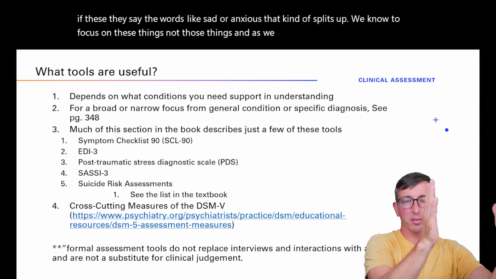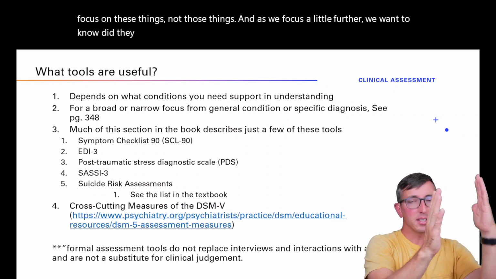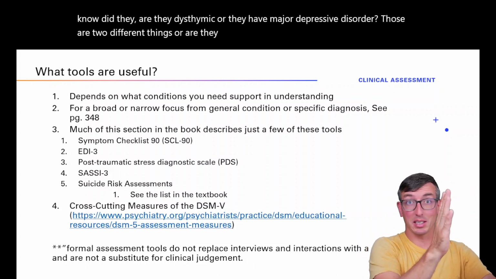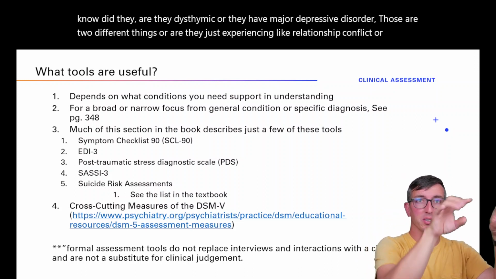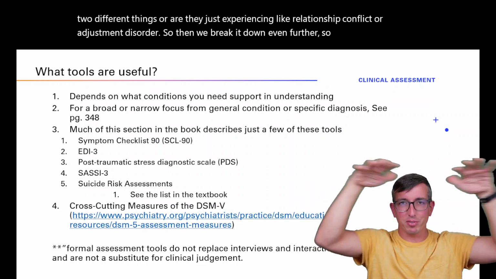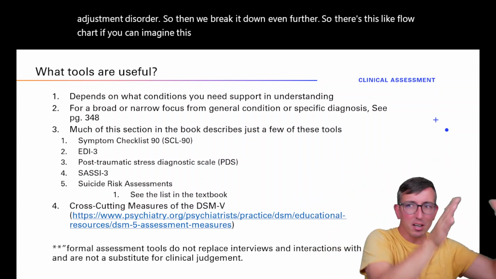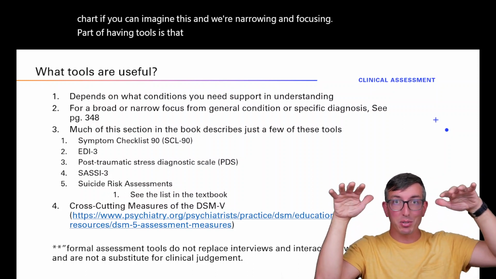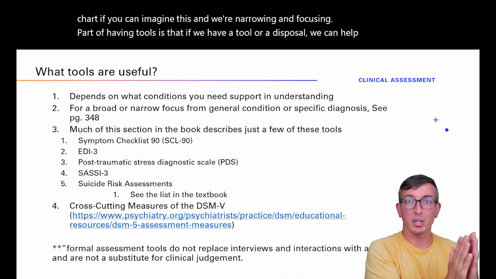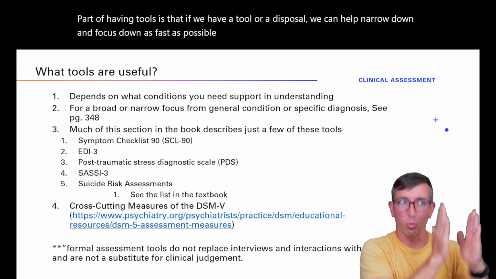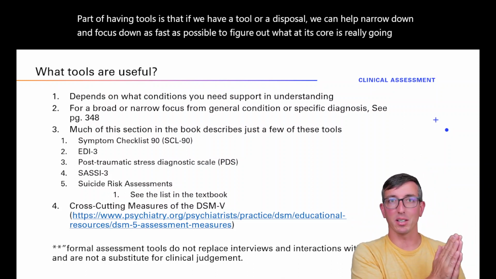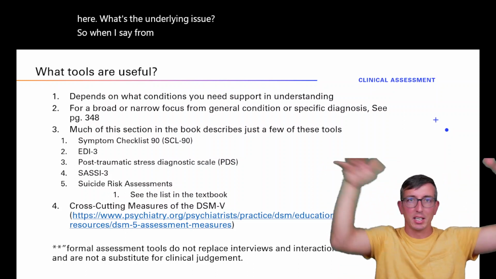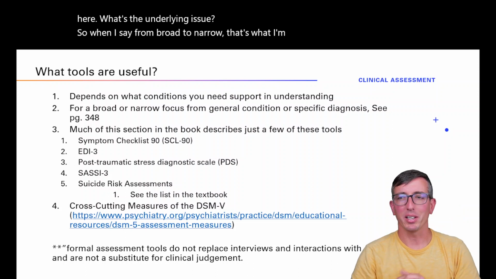And as we focus a little further, we want to know, are they dysthymic or do they have major depressive disorder? Those are two different things. Or are they just experiencing relationship conflict or adjustment disorder? So then we break it down even further. There's this like flow chart, if you can imagine this, and we're narrowing and focusing. Part of having tools is that if we have a tool at our disposal, we can help narrow down and focus down as fast as possible to figure out what at its core is really going on here. What's the underlying issue? So when I say from broad to narrow, that's what I'm talking about here.